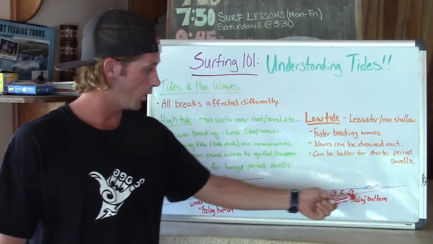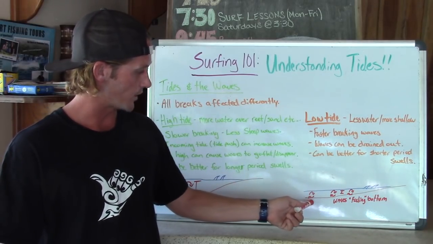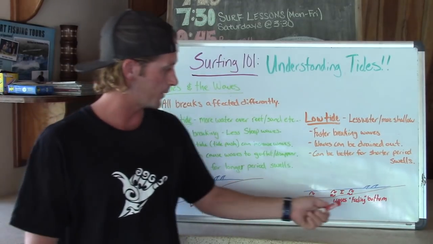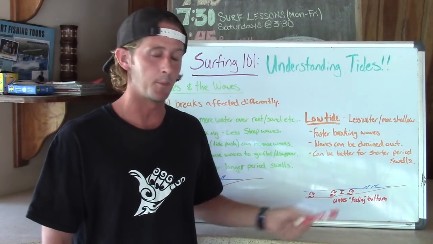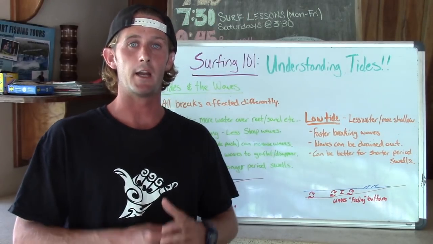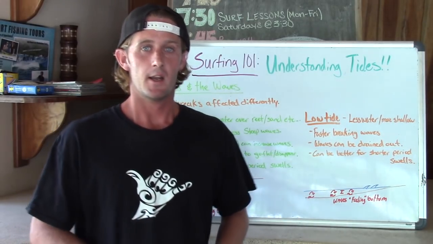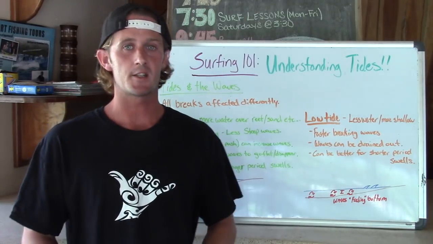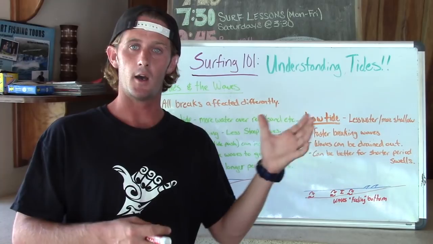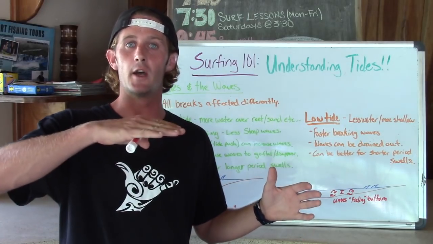When there's less water, the energy of the wave is actually feeling the bottom, because a term you'll hear is the wave's feeling the bottom. So the wave energy is feeling the bottom and it's causing friction. It's causing the wave to slow down and lose energy, which is why a lower tide can affect it. Now, this typically is for sand bottom breaks. At a reef, for example, the waves are always coming out of deep water and hitting a shallow ledge.